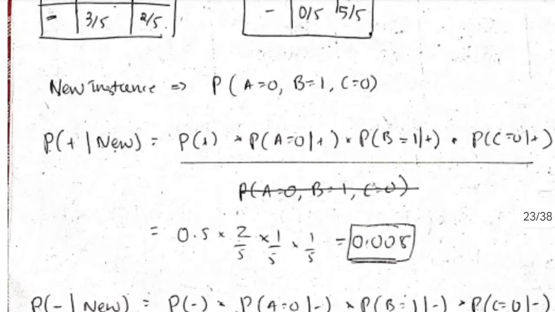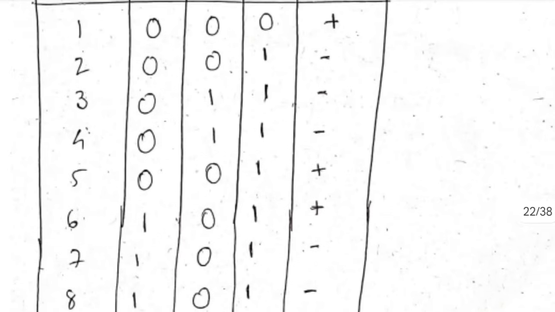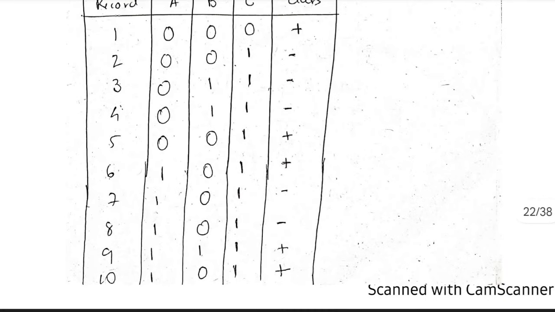And one instance is given here. We have to calculate for this instance, 0, 1, 0. This is the instance, and 0, 1, 0 is not explicitly given here. That's the only one we need to calculate, right? Otherwise we'd just look here and write it's plus, meaning it is plus only. Since 0, 1, 0 is not given, that's why they have asked this question.